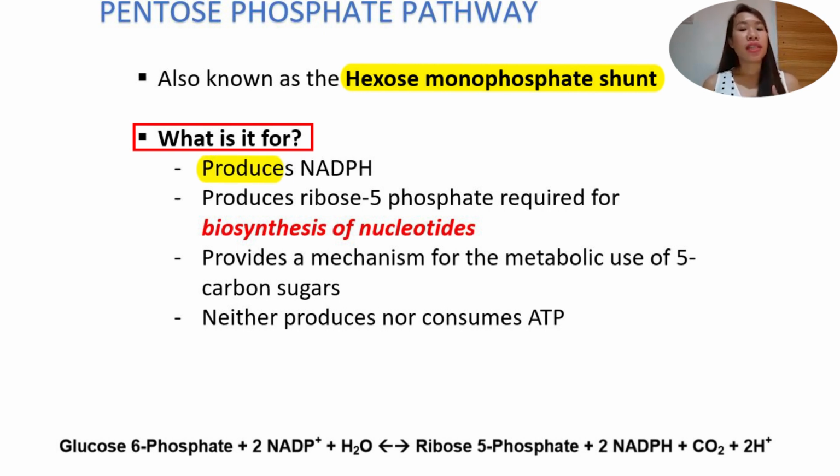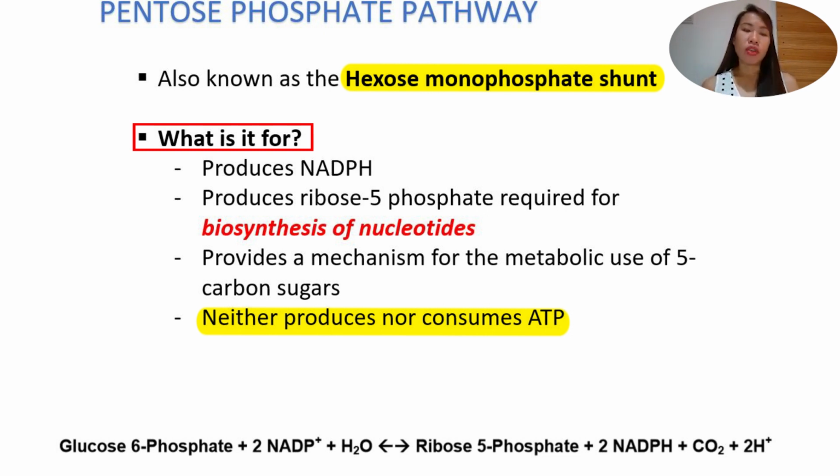It produces NADPH. Also, it produces ribose 5-phosphate, which is required for biosynthesis of nucleotides. So this is what we need to know. What are those for? What is NADPH for? And what is ribose 5-phosphate for? They provide a mechanism for the metabolic use also of 5-carbon sugar. And it neither produces nor consumes adenosine triphosphate.